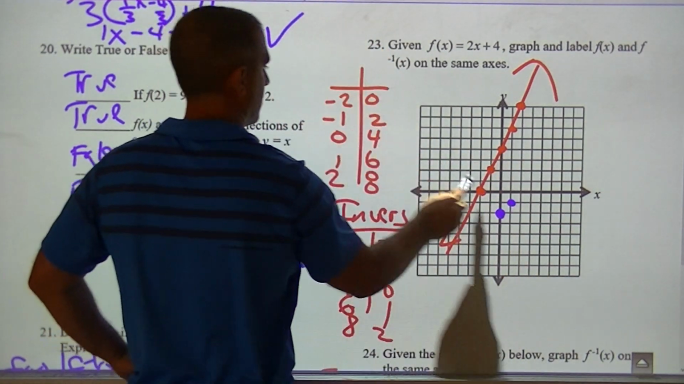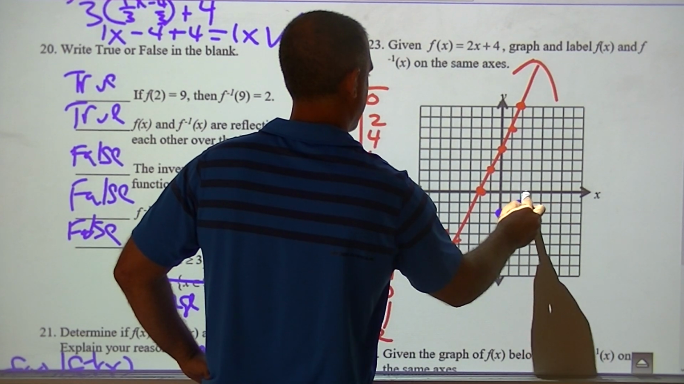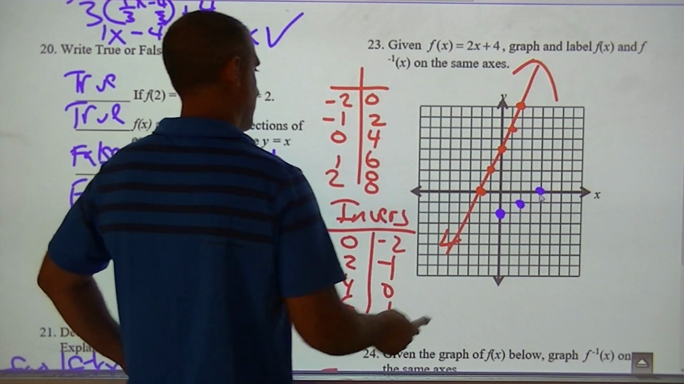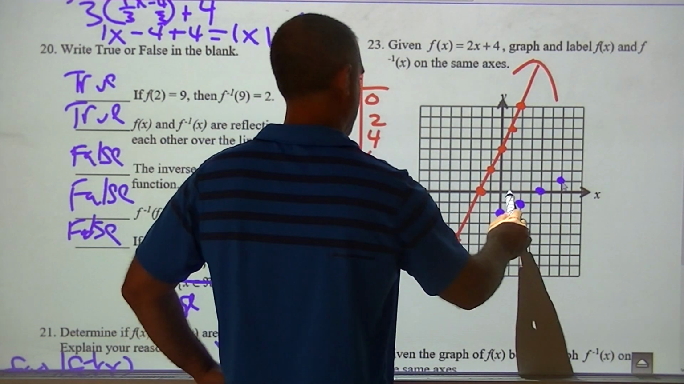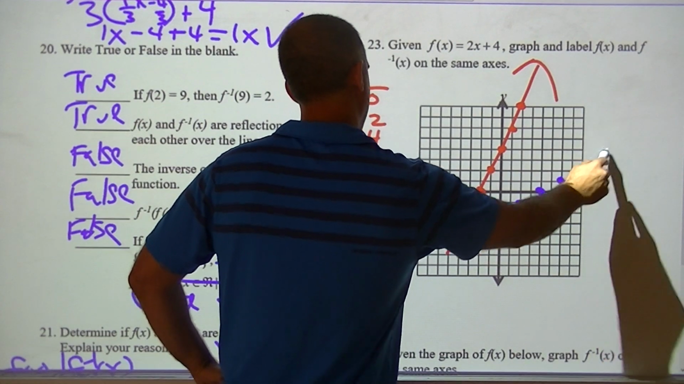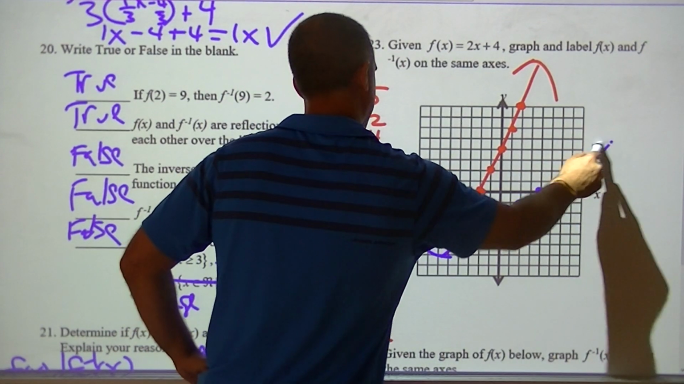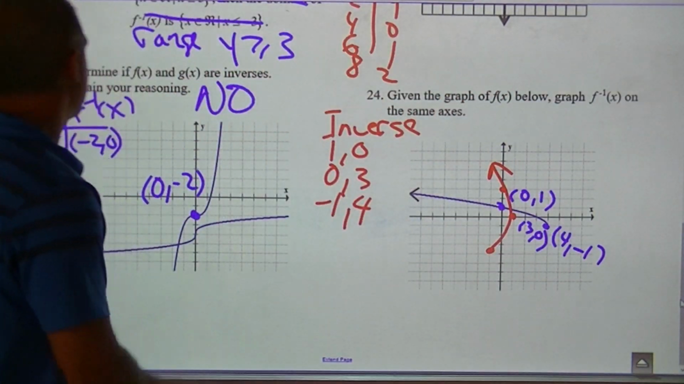Whoops, sorry. 2, negative 1, 4, 0, 6, 1, 8, 2. All right, that's what it'll look like. I think I've done 24 already. Yep. Okay.